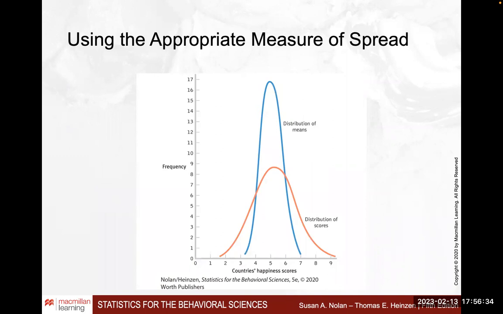So just again, to show these two different measures of spread: we have the individual distribution of scores here in red, and we see these are wider. That's your population, so you have a population spread.